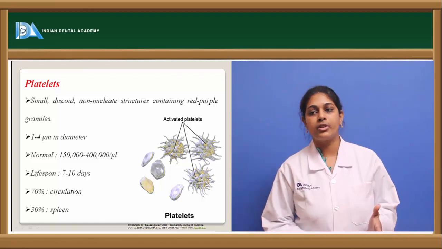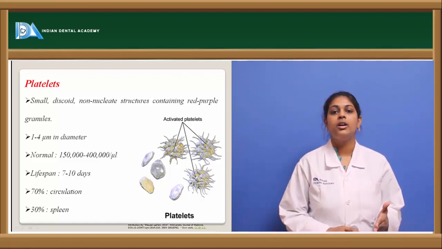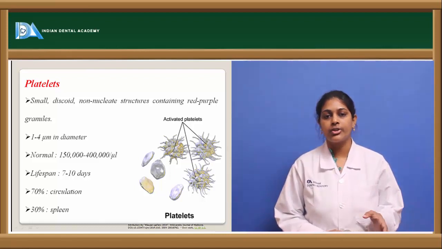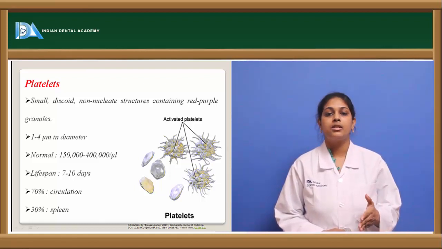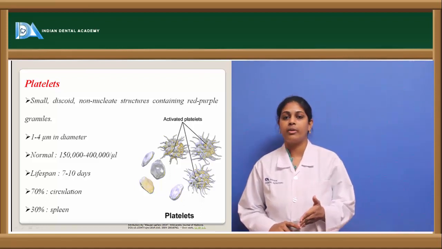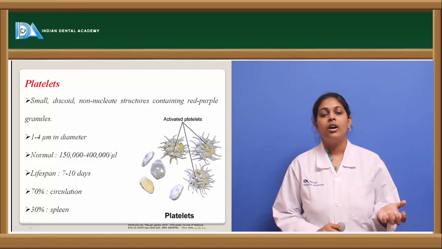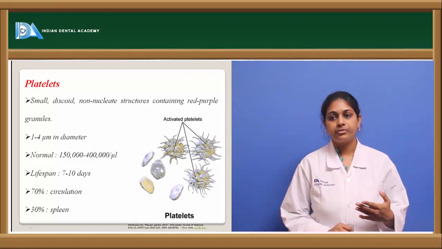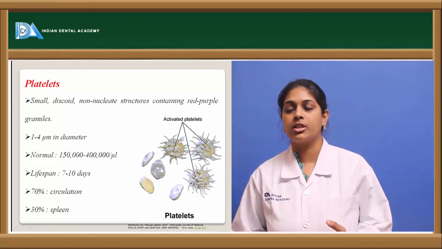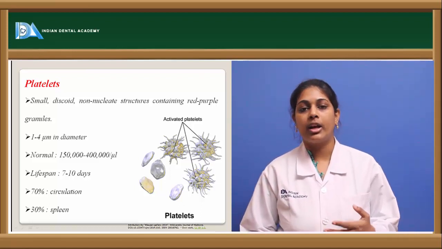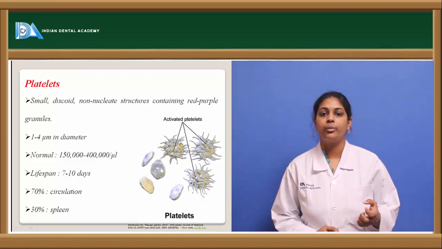In the blood they are usually present in a range of 1,50,000 to 4 lakhs per microliter, and they are distributed in circulation as well as in the spleen. In the spleen, they are present up to 30% of platelets, whereas in the circulation they constitute 70% of the total platelet count. And the lifespan of the platelets is usually 7 to 10 days. Usually it takes about 1 to 10 days for a platelet to be created.